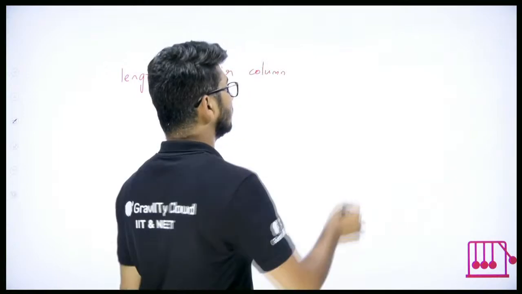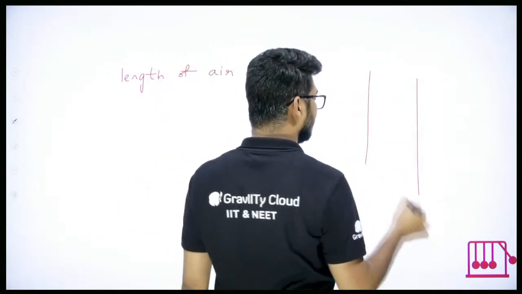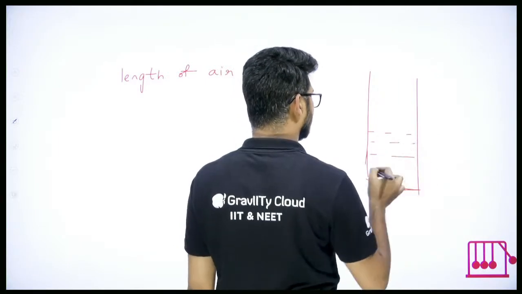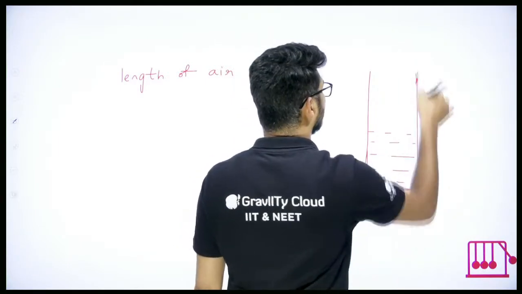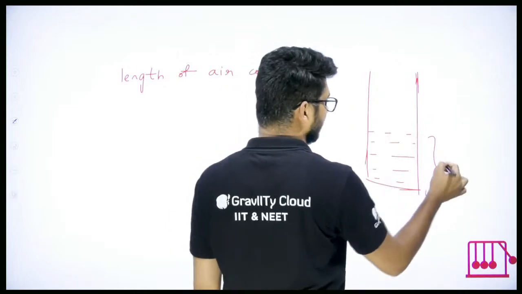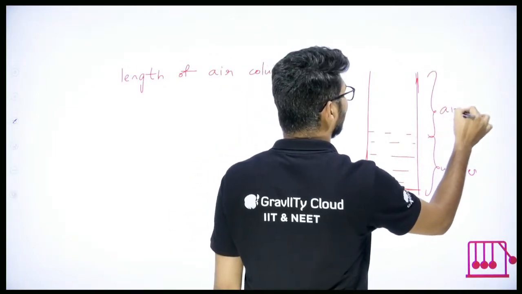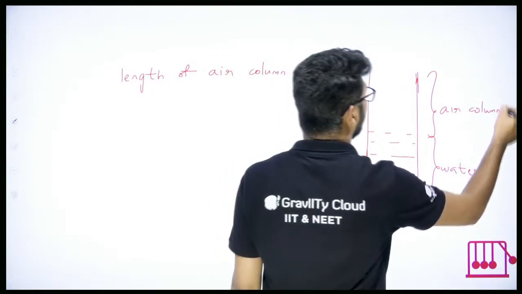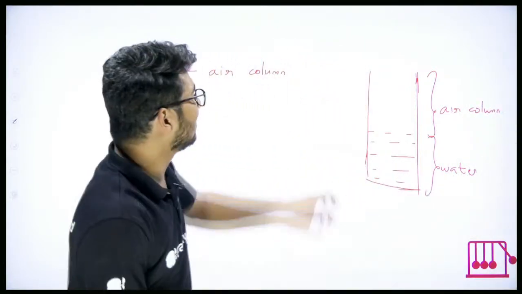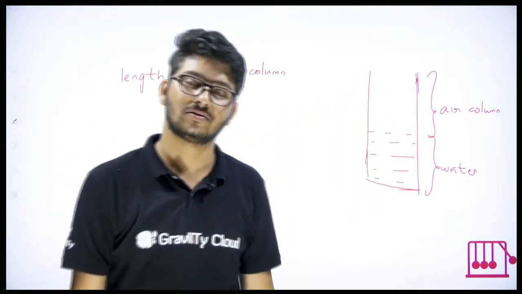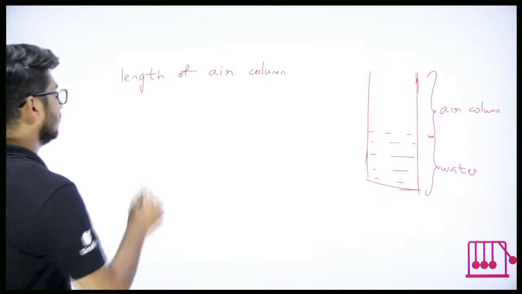I'll give a simple example for you. I'll take a cylinder. I'll pour water in this. Okay. So here this is water and this is what? Air, and we call it as air column. So as the length of air column changes, the sound produced actually changes. The same thing happens in a flute also.